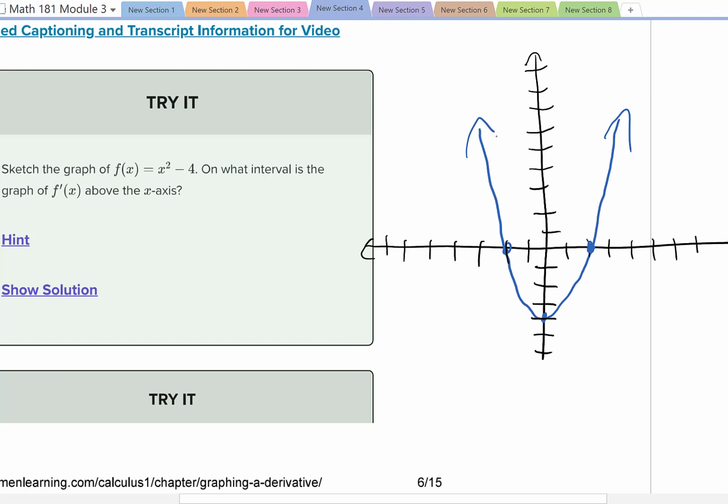Okay. Now, what we want to know is on what interval is the graph of f prime of x above the x-axis. So the slope of the derivative is going to be above the x-axis. So think about how our slope is changing here. And the slope is negative, negative, negative until x becomes 0. Then it starts becoming positive. So our slope in a case like this would look something like the following.